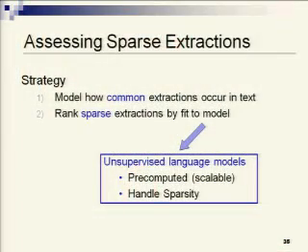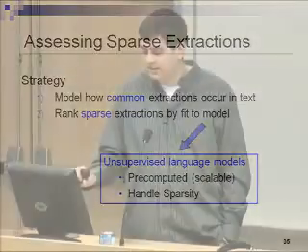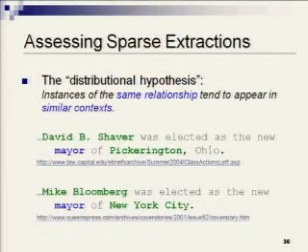The key insight that my work introduced is the idea that you can use unsupervised language models to solve this problem. And that gives you two advantages. One is these language models are pre-computed. So you can scan the corpus once, build a language model, and then just query it when it comes time to assess sparse extractions. Also, language modelers have been concerned with sparsity for a long time, and we can exploit their techniques to do better assessment.